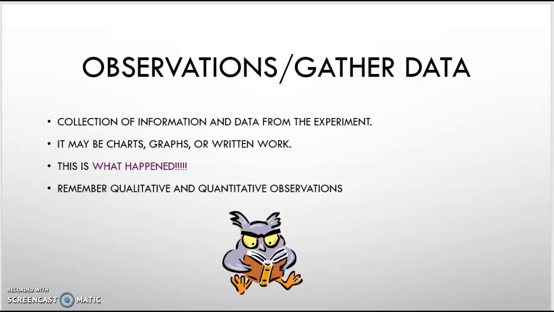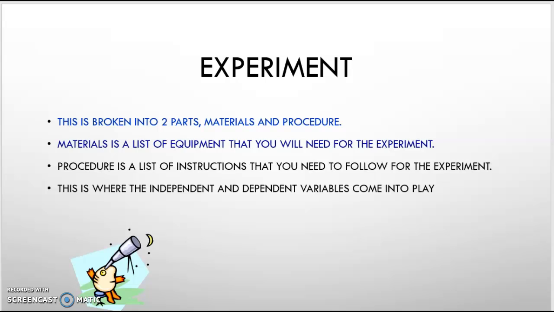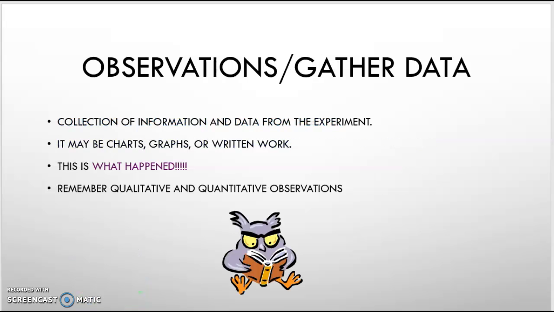So today we talked about 3 different parts of the scientific method. Oh, sorry, nope. We just talked about 2 parts of the scientific method today: the experiment and gathering data and observations.